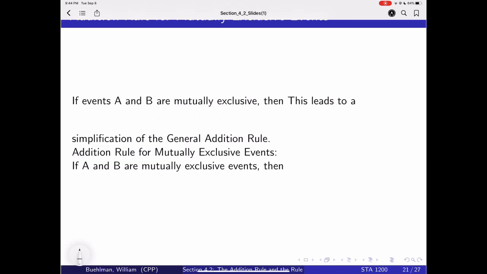If we know that two events A and B are mutually exclusive, this then leads us to the probability of A and B is equal to 0. And we can use this to simplify the general addition rule.